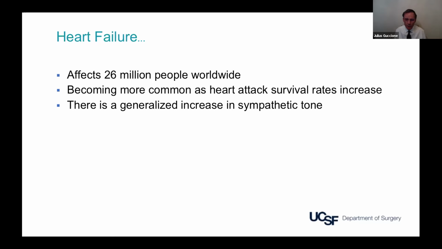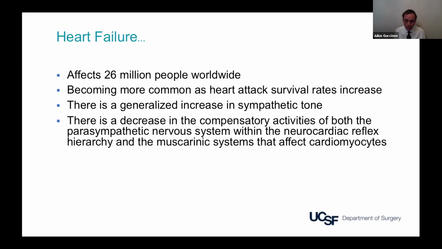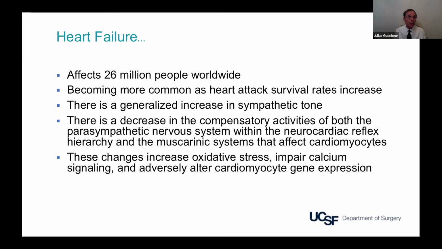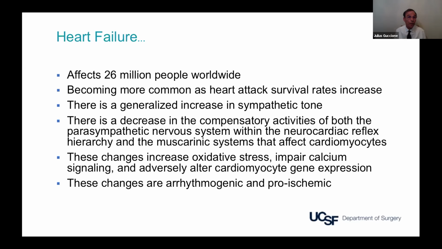It's quite interesting that in heart failure, there's an abnormal increase in sympathetic tone. There's a decrease in the compensatory activities of both the parasympathetic nervous system within the neurocardiac reflex hierarchy and the muscarinic systems that affect the cardiomyocytes. These changes increase oxidative stress, impair calcium signaling, and adversely alter cardiomyocyte gene expression. These changes are arrhythmogenic, for example, atrial fibrillation, and pro-ischemic, meaning that you could suffer another heart attack.